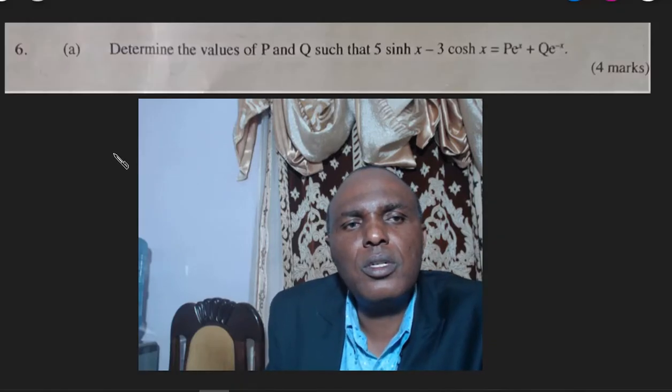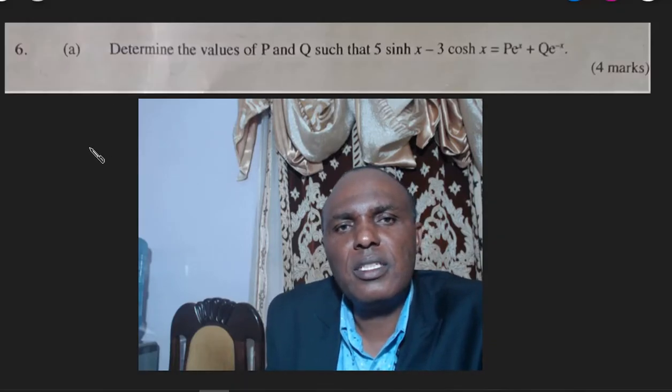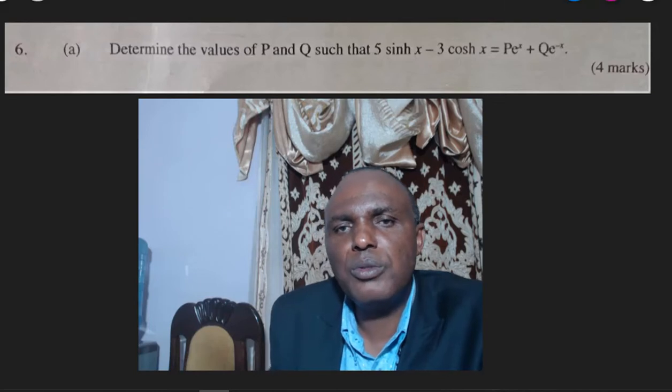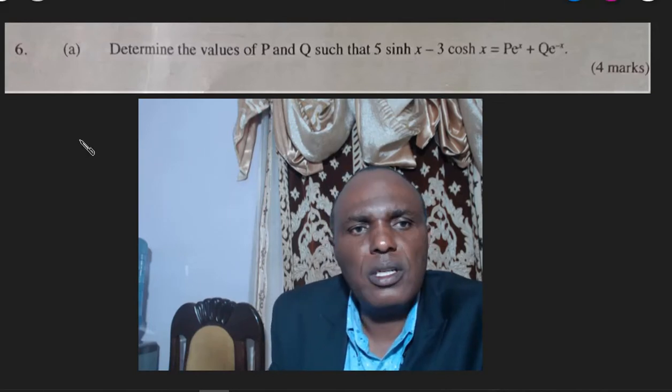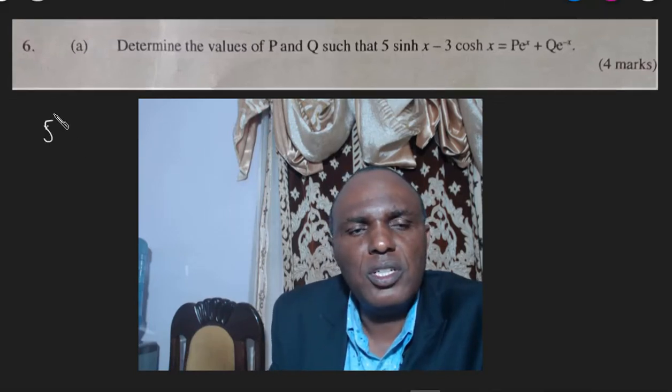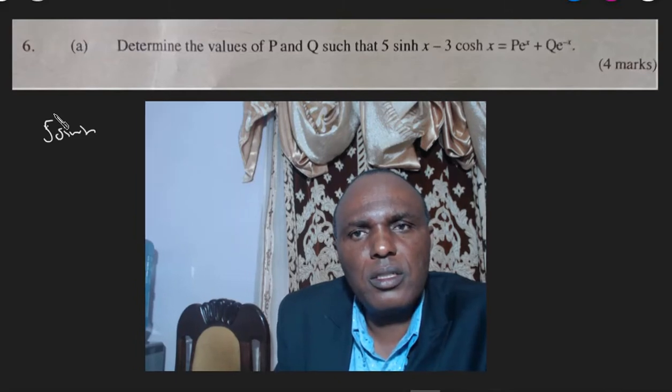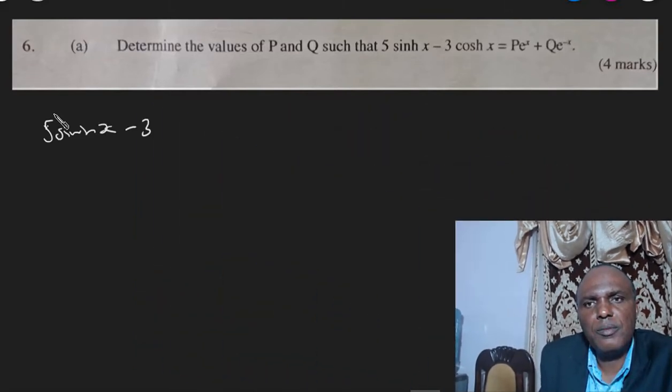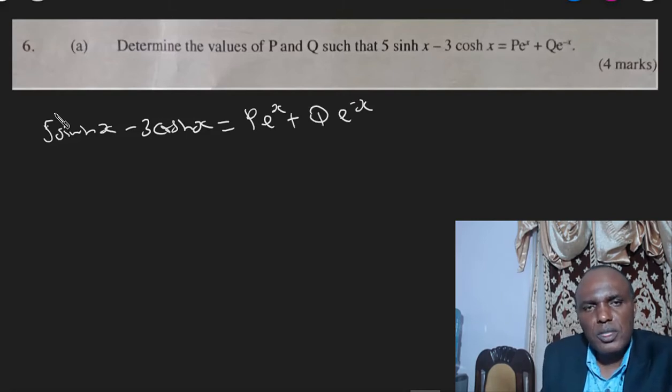Let us do question number 6a. Determine the values of p and q in this equation. The equation is 5 sin x minus 3 cos x is equal to p e to power x plus q e to power negative x. This is about hyperbolic functions.